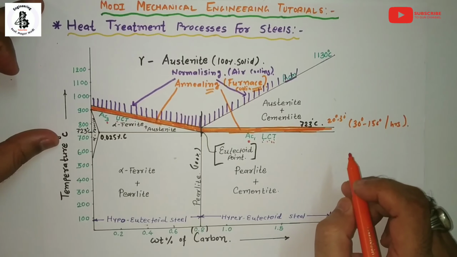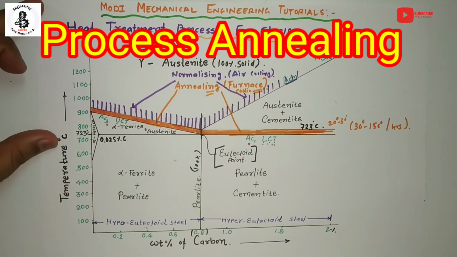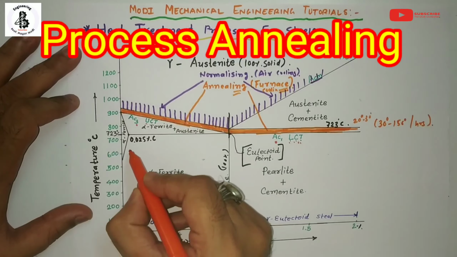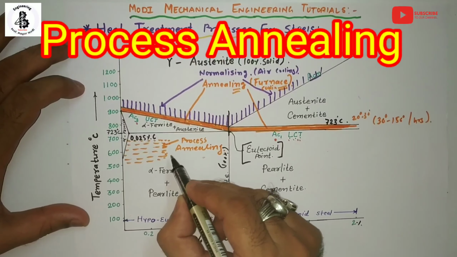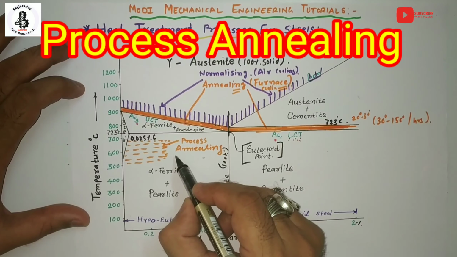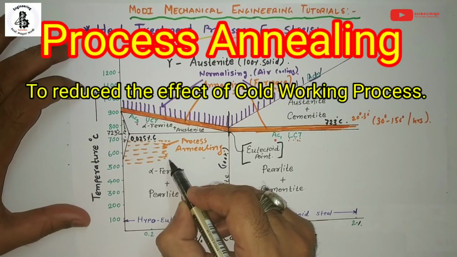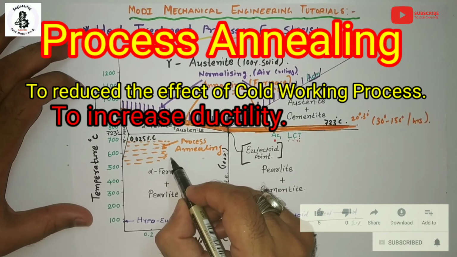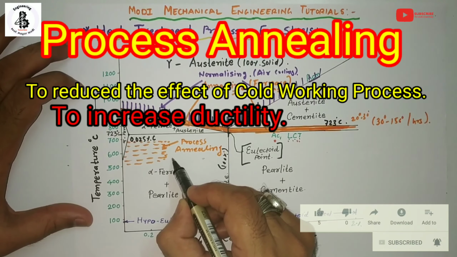The second sub part of the annealing process is the process annealing. Process annealing is used to reduce the effect of the cold working process, which is generated in metal forming processes. Basically, ductility is increased with a decrease in the internal stresses.